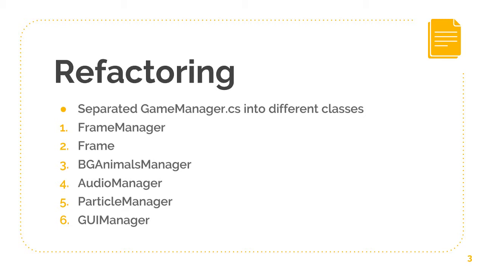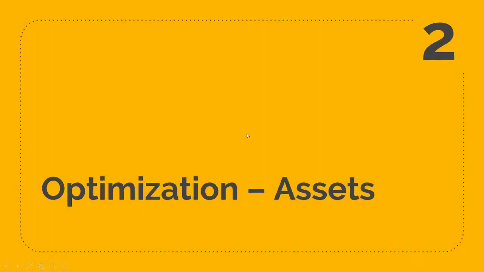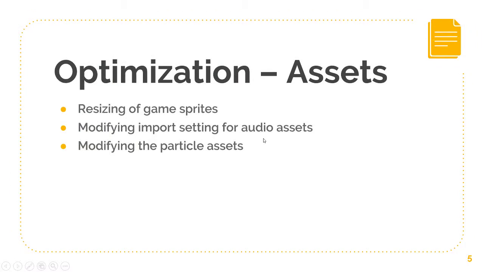So the reason why I separated the scripts into new classes is so that each class is more specialized for its own set of functions, so that it will be easier for us to read and also see how the code comes together. So next up, we're moving on to asset optimization. So here are the optimizations that I did: resizing of the game sprites, modifying import settings for audio assets, as well as modifying particle assets. So let me show you what I mean.